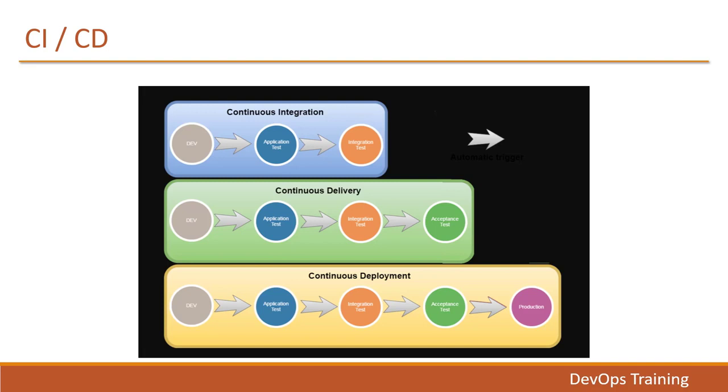In CI/CD, continuous integration and continuous delivery, our application will go up to the acceptance test. In continuous deployment, which is not a good practice, directly after the acceptance test, we directly push our application to the production system.